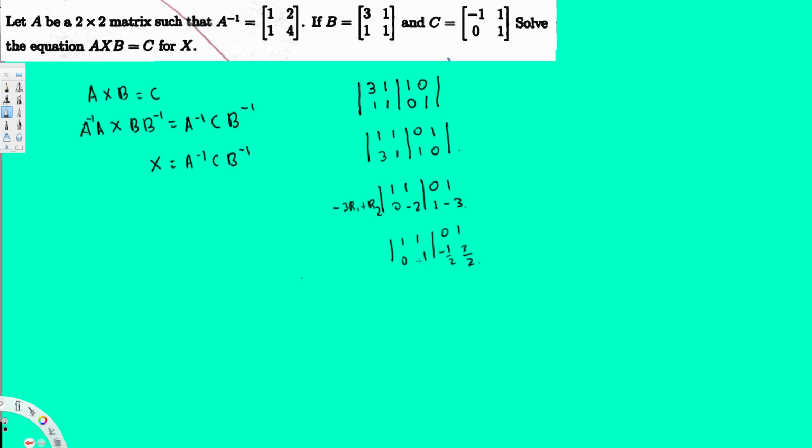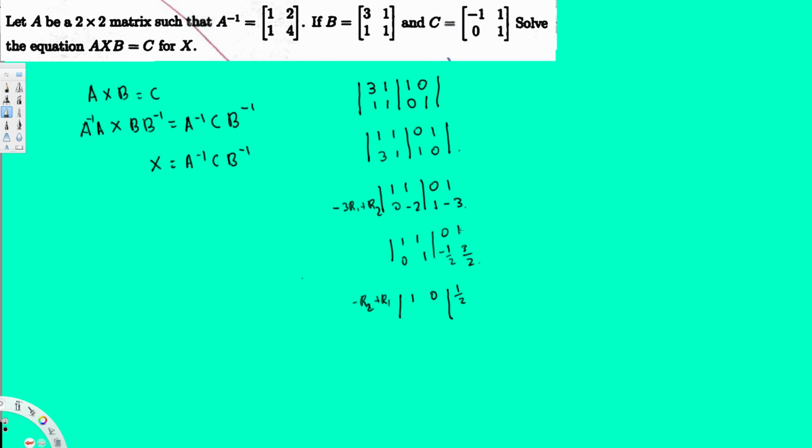To do that one, I can multiply the second equation by -1 and add it to the first equation. So let's see what happens. Minus r2 plus r1 is going to give us 1, 0, and if I multiply this one by minus, it's going to be minus minus half, which is plus half, plus 0 is going to be half. Then minus 3 by 2 is going to be minus 3 by 2.